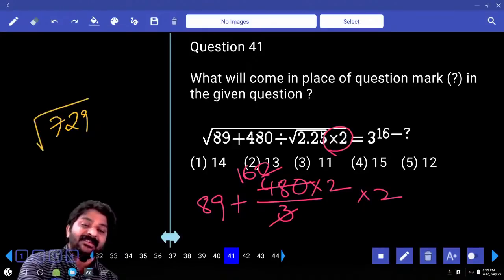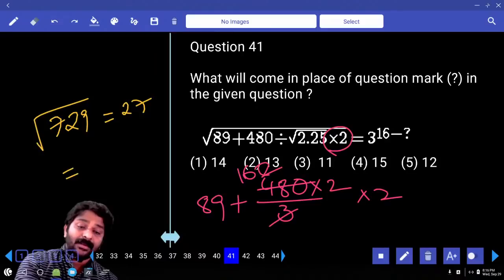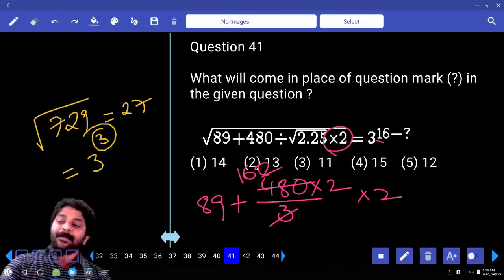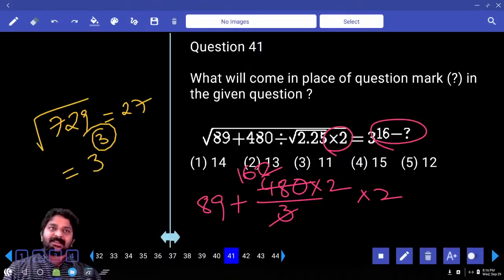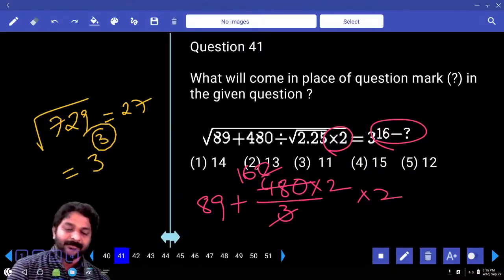729. Under root of 729. Which number square is this? 27 can be written as 3 to the power of 3. So 3 power 16 minus x must be equal to 3 power 3. Then x is equal to 13.